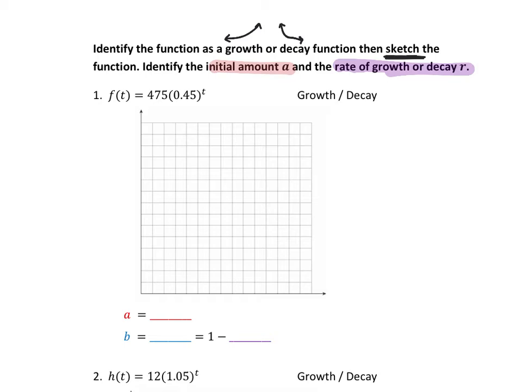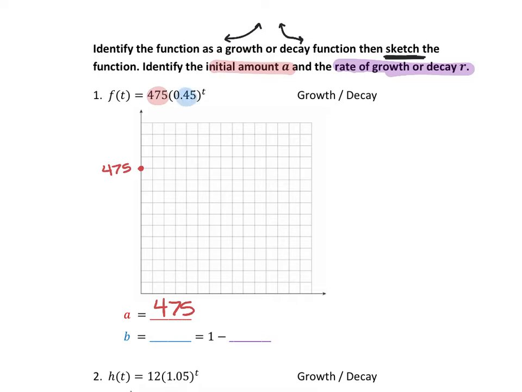All right, our first little bit right here, we have f of t equal to 475 times 0.45 to the t power. Easily enough, and this doesn't change from last time to this time, we know that 475 is going to be my initial value. I'm just going to pick a random point on here, say, guys, that's 475. Great. I know that that is the a value. That is where my graph is going to begin.